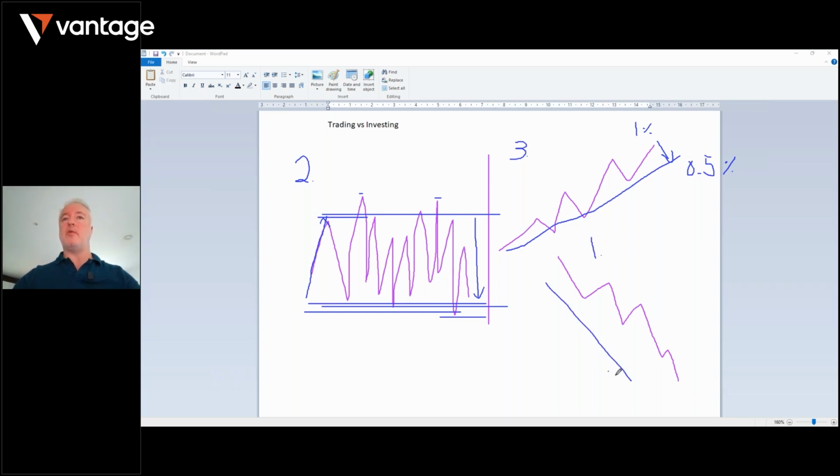So once we know which way we want to go, the next question becomes: where do I get in and where do I get out? Which leads me to my next point, which is that any entry into a position in the market is either on a pullback or a breakout.